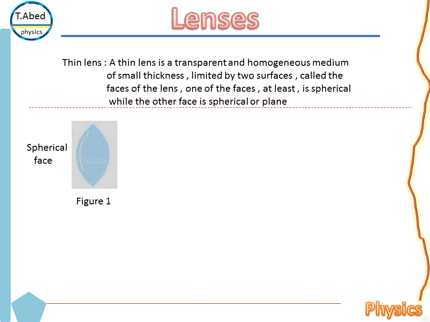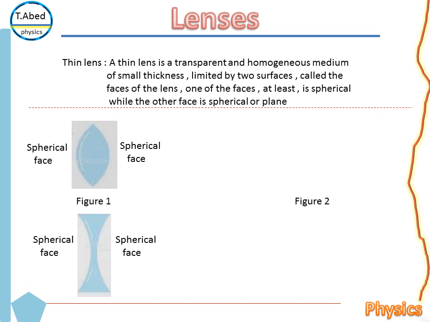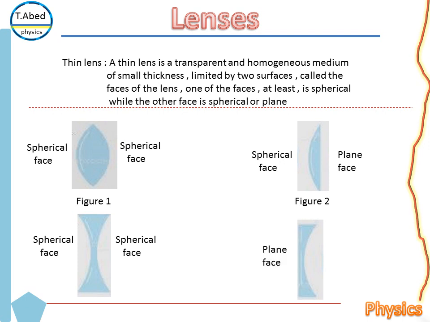بأول lens عندي one of the faces is a spherical face and the other face is a spherical face. Another example, another lens عندنا spherical face و the other face is spherical also. تعال ناخد بالفيجر 2 example تاني. عندي lens. هاي اللانس one of the faces is spherical and the other is plane face. Another example, another lens, one of the faces is a plane face and the other face is spherical face.